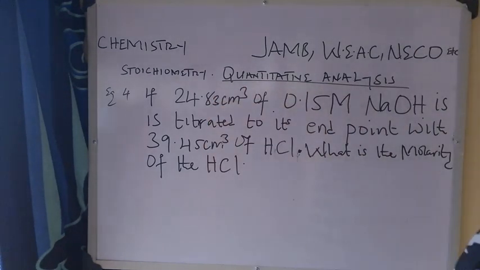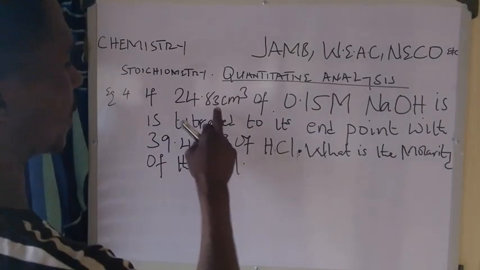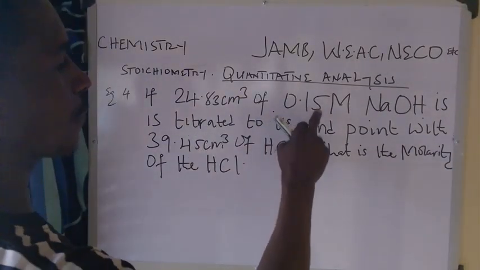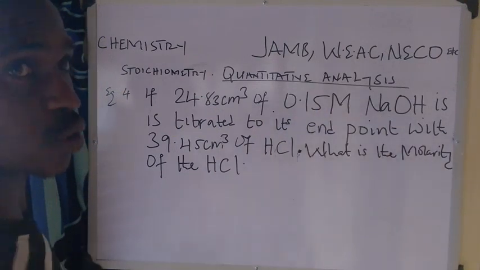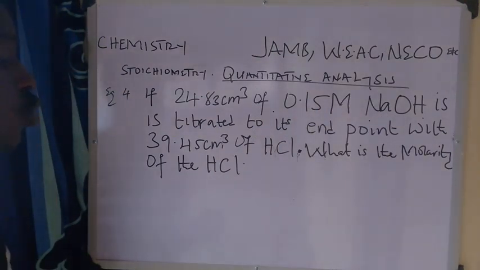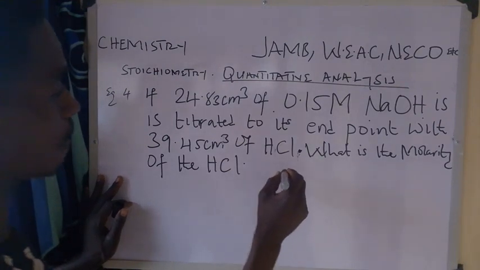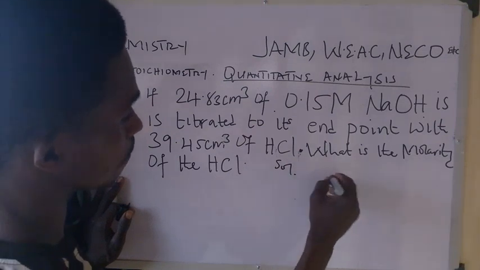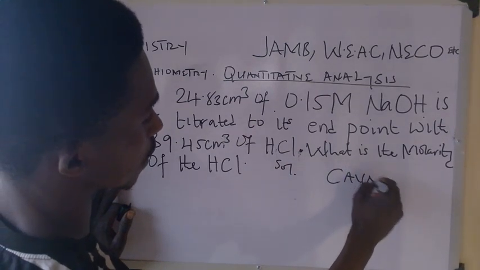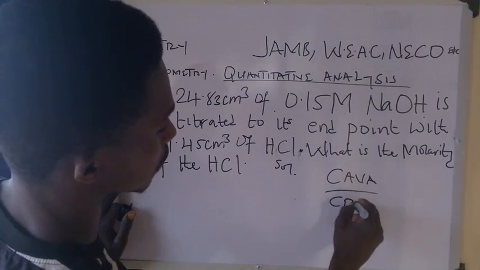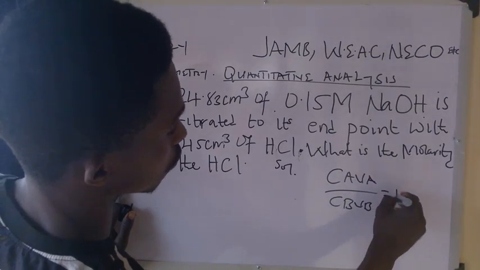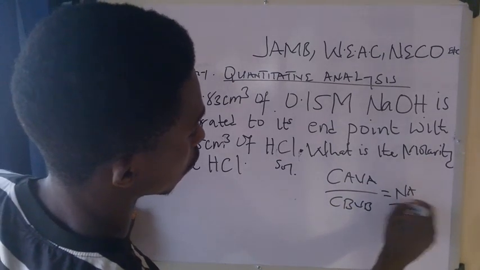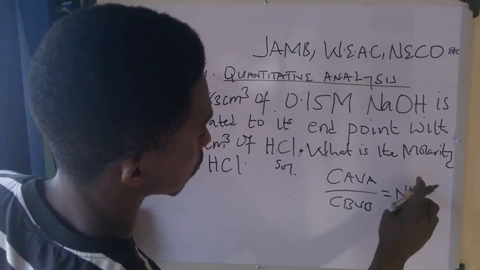Now let's bring out our parameters, that is the data that are needed for this question to be solved. Now they say 24.83 cm cube of 0.15 molar, or molarity, of sodium hydroxide, right? So you know the formula we are using is what? This formula is CAVA equals to what? CBVB, which is equal to NA over NB.